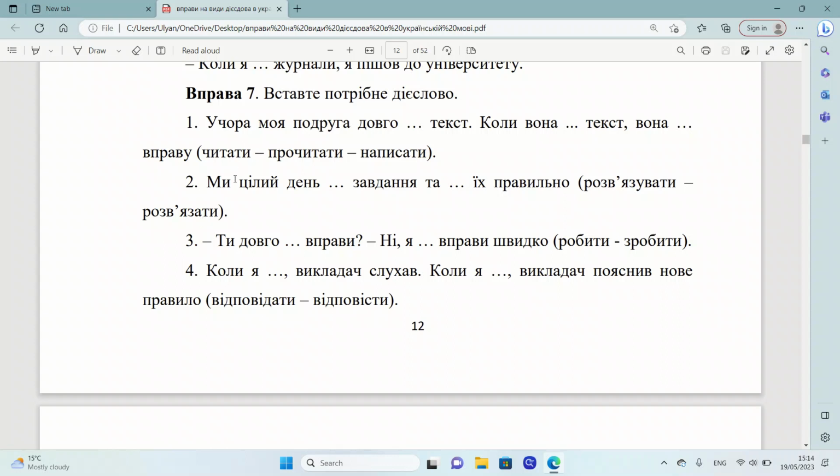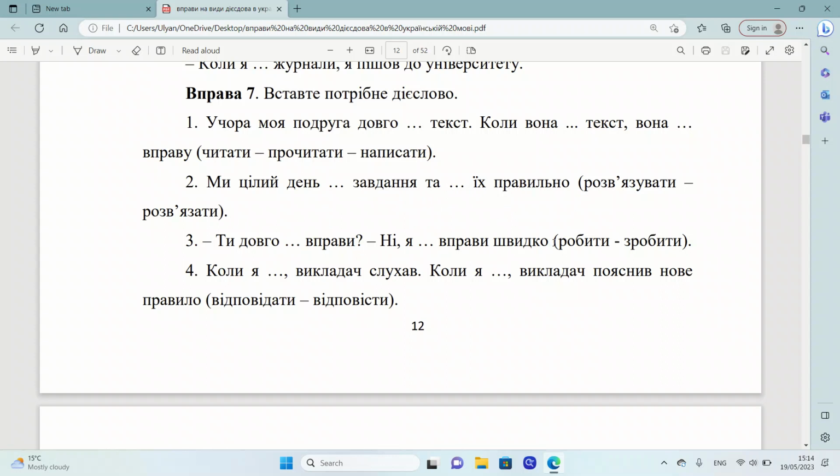Ми цілий день, so цілий день, the whole day. So this is again duration, so we know it should be imperfective. So ми цілий день розв'язували завдання. So how do we know which verb to use? If you have va, that shows you this is the imperfective verb. So ми цілий день, so it's in the past, розв'язували завдання та їх правильно. So we have правильно, correctly. So it's a result, they want to specify here. Та розв'язали їх правильно.